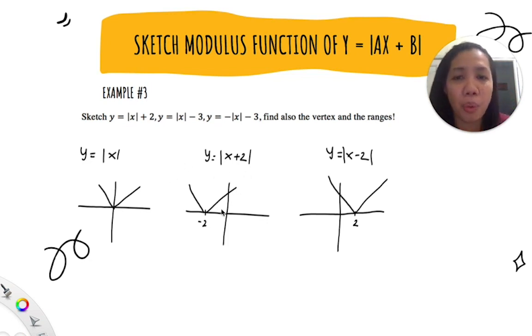In this function y equals absolute of x plus 2, we add 2 to this x, then pay attention on the change. The first graph here then shifts to the left as many as the number we have here. So in this case, we have addition with 2, so the graph will shift to the left as many as 2 units. In the first example, the vertex is on x equals to 0. Now we have the vertex at x equals minus 2.